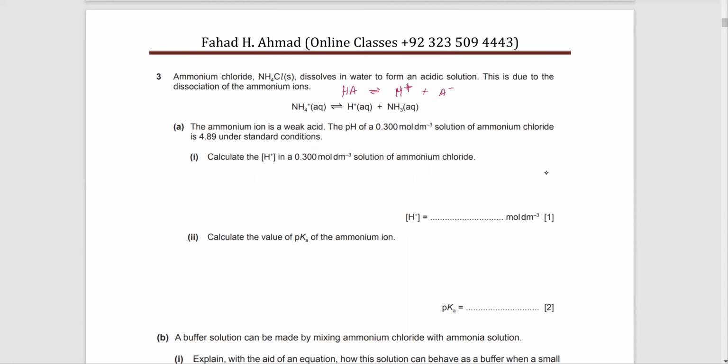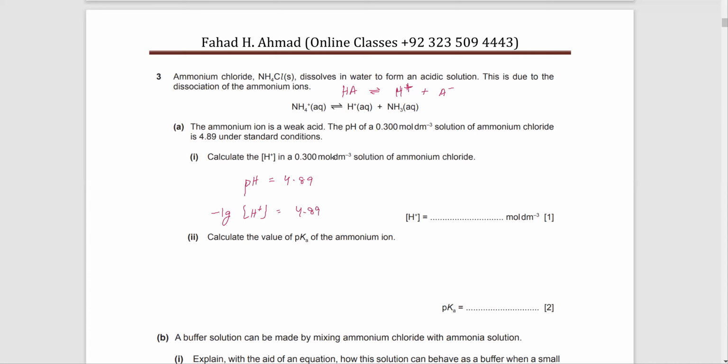So it's the same weak acid. Now, ammonium ion is a weak acid. I've already told you the pH of a 0.3 mole per dm cube solution of ammonium chloride is 4.89 under standard condition. The first step is you need to find the H plus 1 concentration. So you have the pH. The pH is given as 4.89. Quickly solve this. Tell me what is H plus 1. This is negative log of H plus 1, that's 4.89.